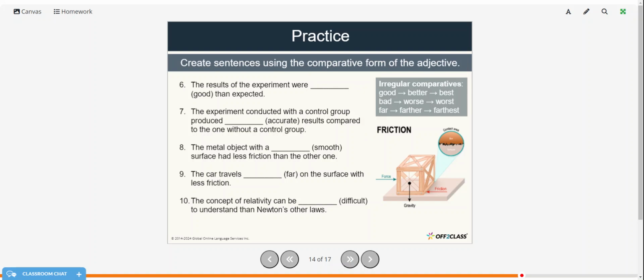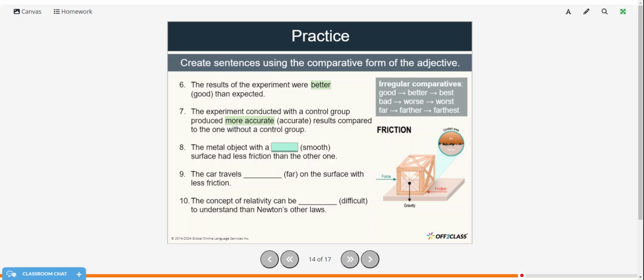And then we have some irregular comparatives. So we have good, better, and best, bad, worse, worst, far, farther, farthest. So the results of the experiment were better than expected. The experiment conducted with a control group produced more accurate results compared to the one without a controlled group.